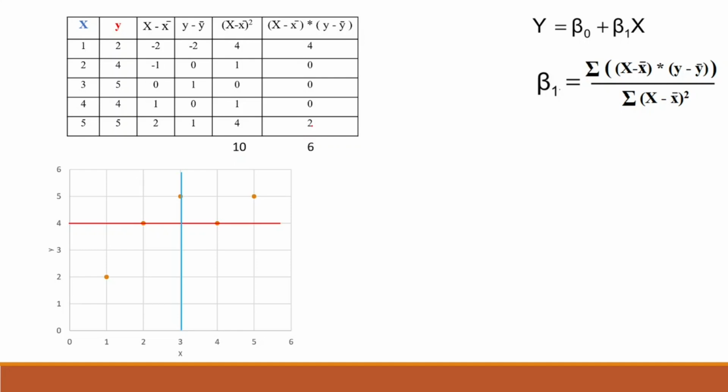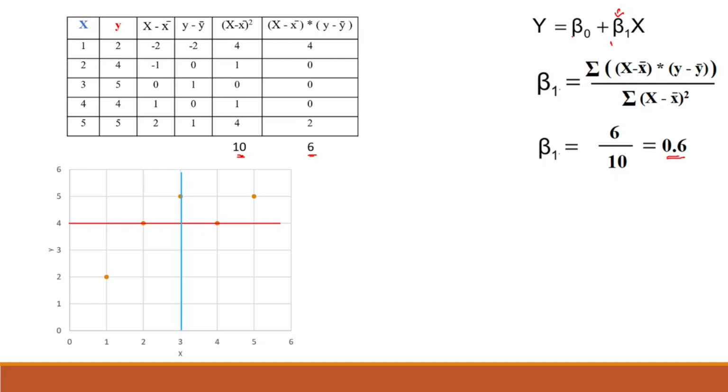Okay, so based on this, I have everything to calculate the slope, right? So now let us calculate that. What I get is summation 6 divided by 10. Okay, so this 6 divided by 10 is equal to 0.6. So 0.6 is the slope value. So this is what we have calculated for this particular problem statement.